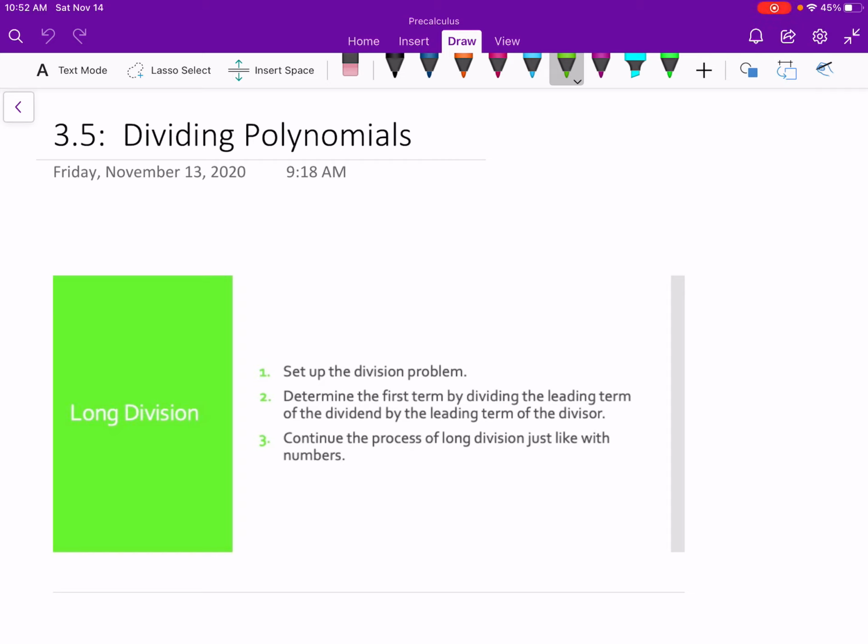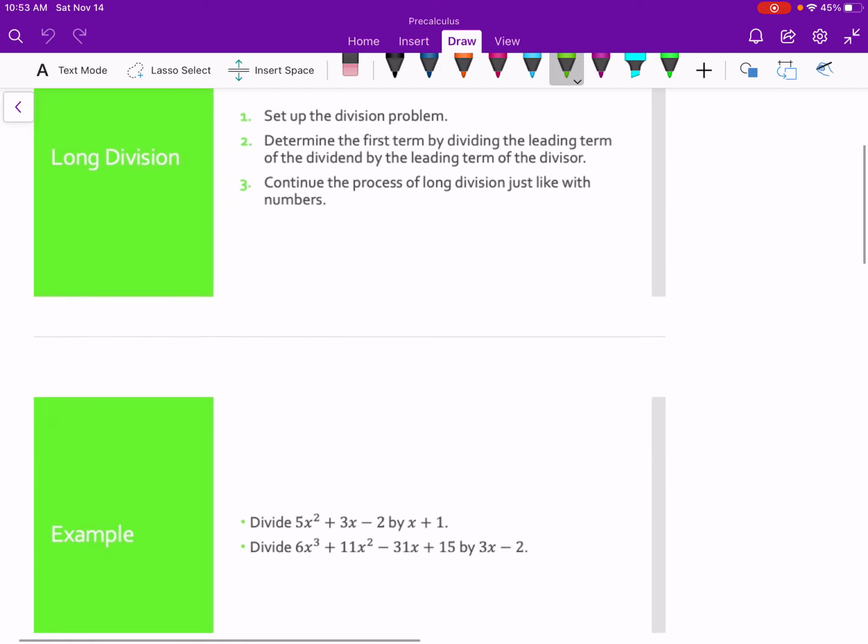This is section 3.5, dividing polynomials. So we're going to learn two methods for dividing polynomials today, and the first one we're going to talk about is long division. So you set up the division problem, just like you learned in elementary and middle school how to do long division. We're going to determine the first term by dividing the leading term of the dividend by the leading term of the divisor, and then continue the process of long division just like you would with numbers.